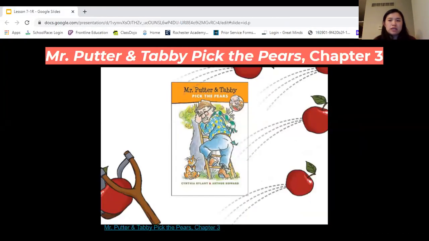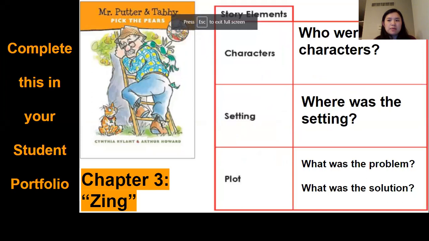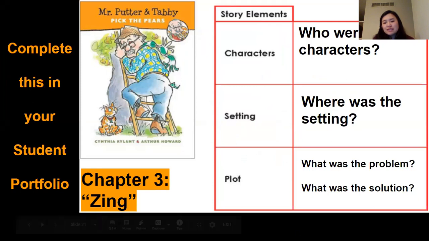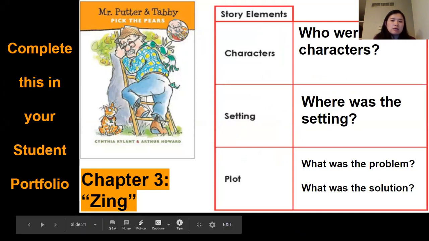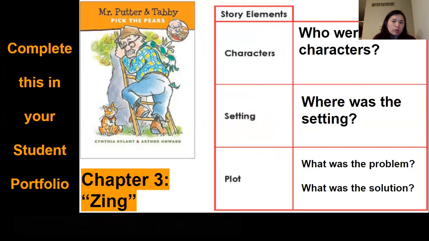Boys and girls, what we see here is that we are moving on, and this is going to be recorded, please, into your student binder or your student portfolio. For chapter 3, Zing, we noticed that we have to fill in the story elements. So who were the characters, where was the setting, what was the problem, and what was the solution. And this is again for chapter 3, Zing, from Mr. Putter and Tabby Pick the Pears by Cynthia Rylant and Arthur Howard. Okay, go ahead.